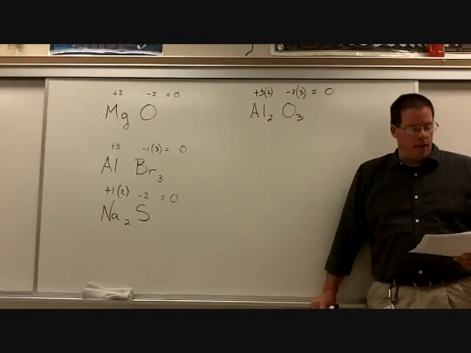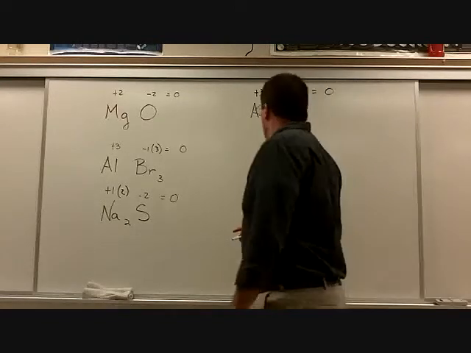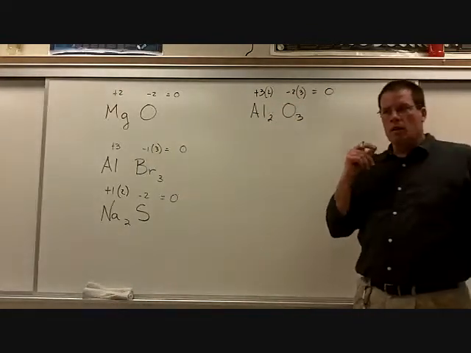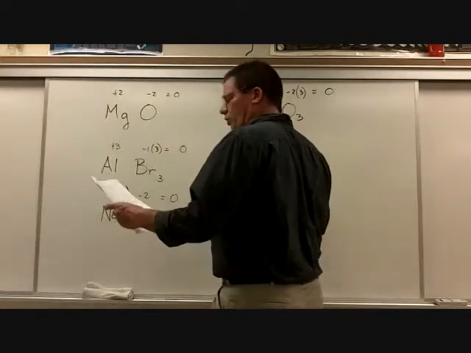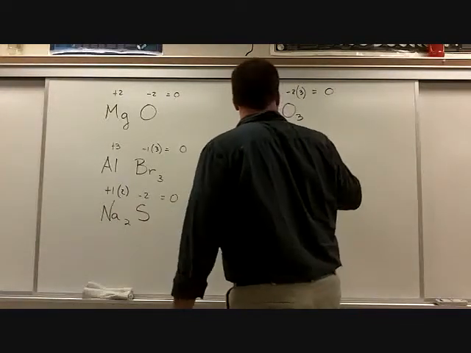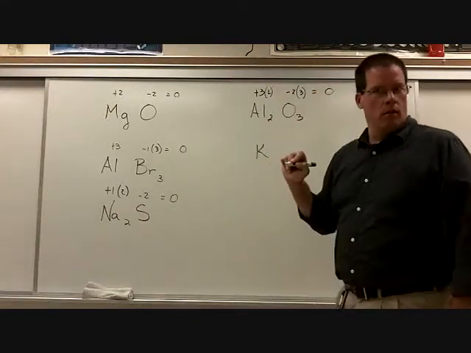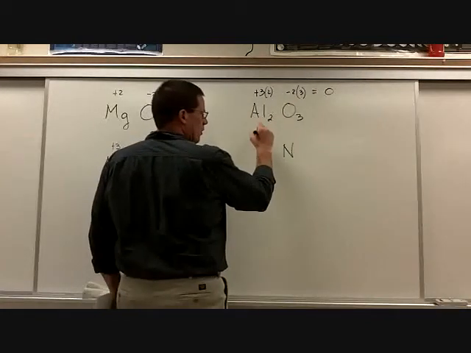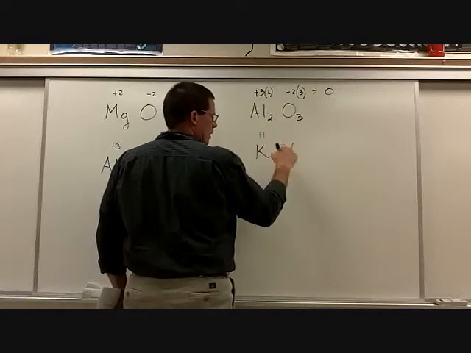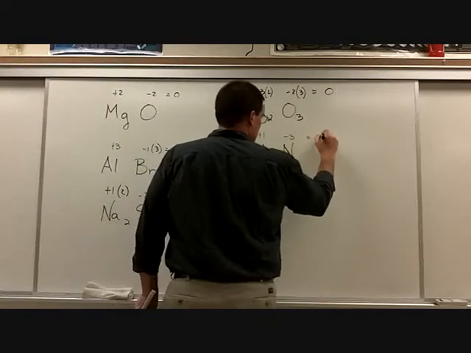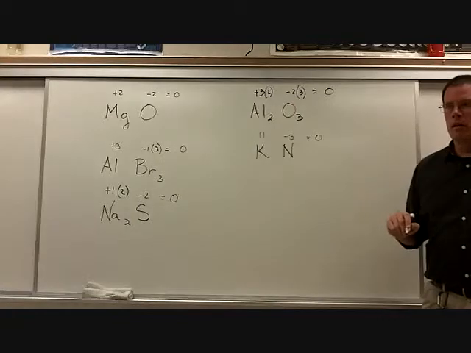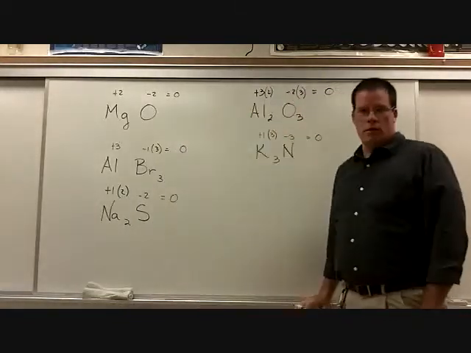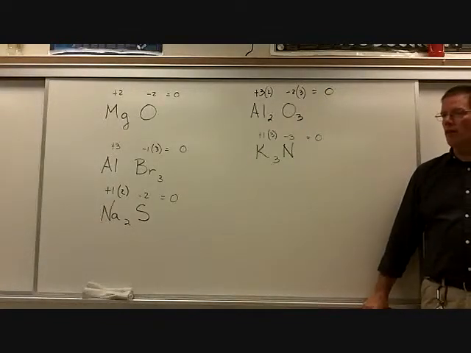Okay. What's the next one? Potassium and nitrogen. Who's my metal? And how do I represent that? Okay. And what's the other one? Nitrogen. How do I represent that? N. So potassium is +1, nitrogen -3. So what do we do? Put a times K by 3. Good. And what's that called? Potassium nitride. Very good.